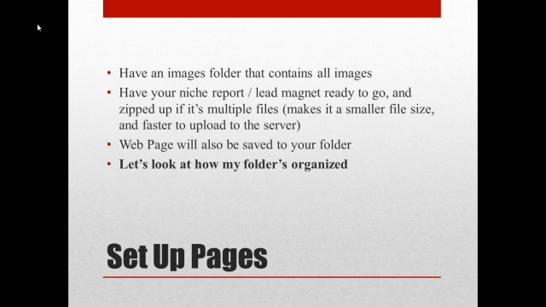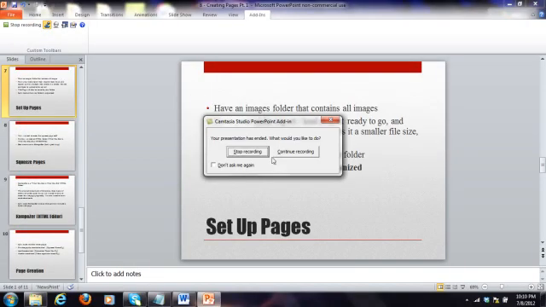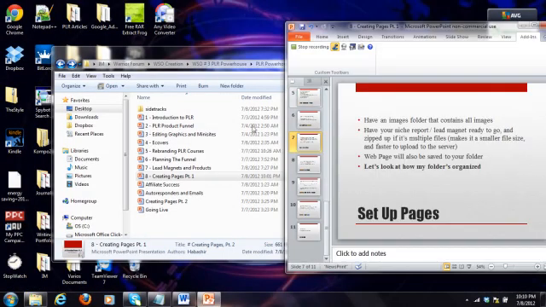So we're going to have an images folder that contains all the images. You have your niche report, your lead magnet, ready to go, and if it's multiple files, you're going to have it zipped up, because a compressed zip folder is a smaller file size and a lot quicker to upload to your server. In addition, the web page will also be saved to your folder. Let's go ahead and look at how the folder is organized. Just a moment.